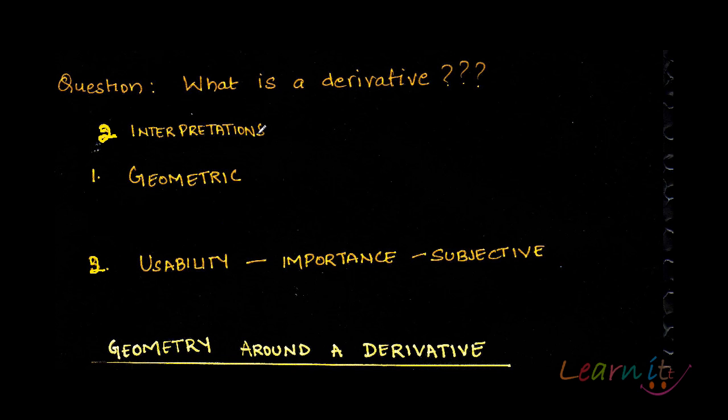Now, one is, of course, a geometric interpretation, which makes us see what exactly a derivative of a function looks like. And second, of course, is the importance or usability of it, which is a very subjective matter. Derivatives are used in various fields, in economics and engineering. For a very small example, let's look at velocity or speed. It is supposed to be a derivative, right?